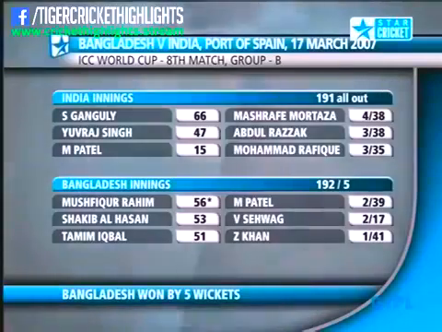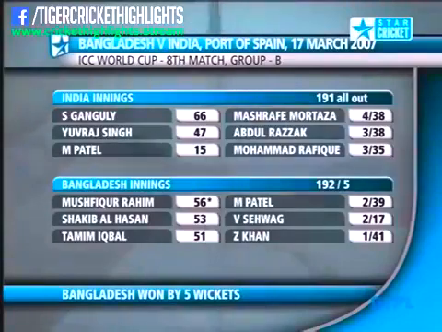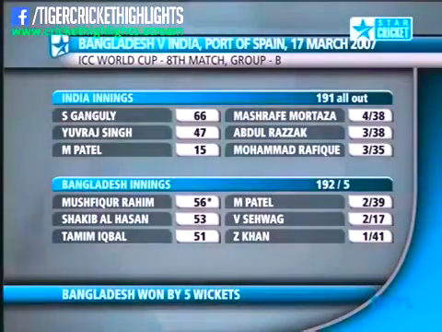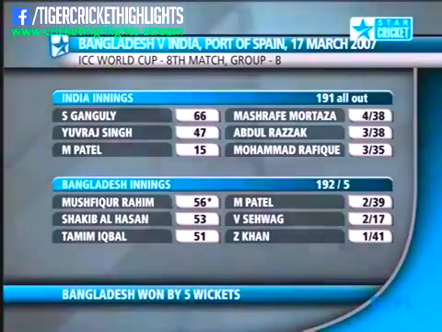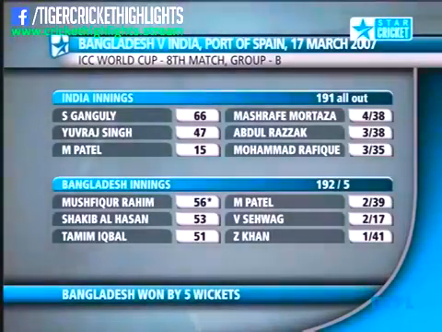Chasing India's 191, the Bangladeshis came out to bat with a vengeance. Tamim Iqbal got them off the blocks with 51 and half centuries for Rahim and Shakib Al Hasan, seeing the little Asian nation shock India. A toothless Indian bowling saw 2 wickets each for Munaf and Sehwag, but this day belonged to Bangladesh as they crushed India with 5 wickets in hand.